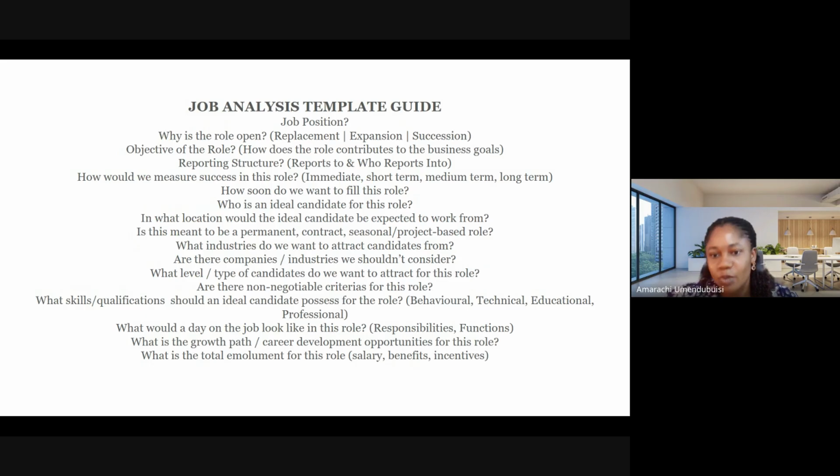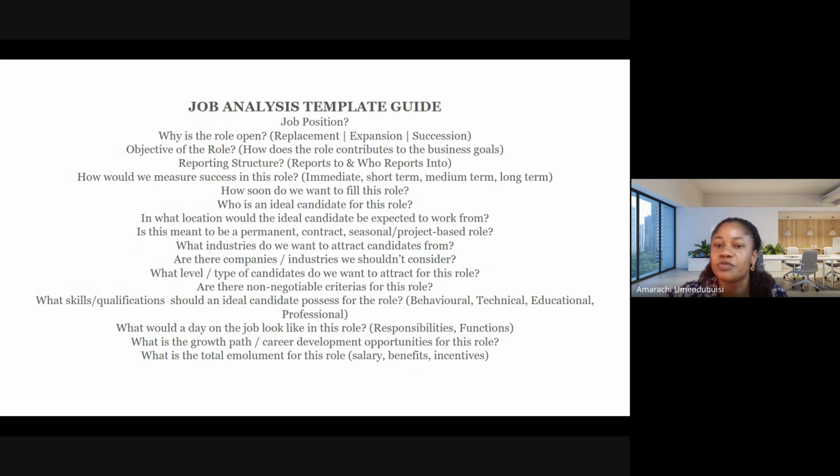Why are you asking this question? Because you have been opportune to know that this is what success would be measured on within the first 1 to 3 months. So it's very important that you gather data on this particular question when you're conducting your job analysis. Okay, so moving on.